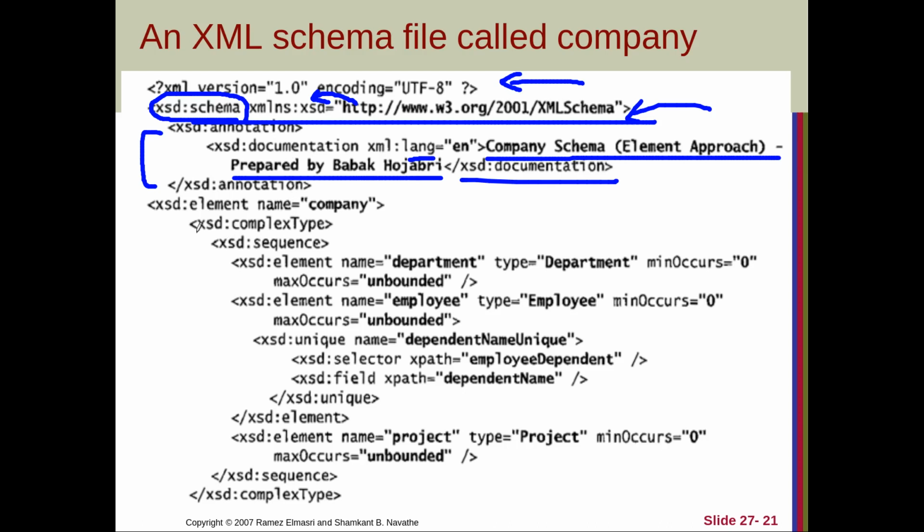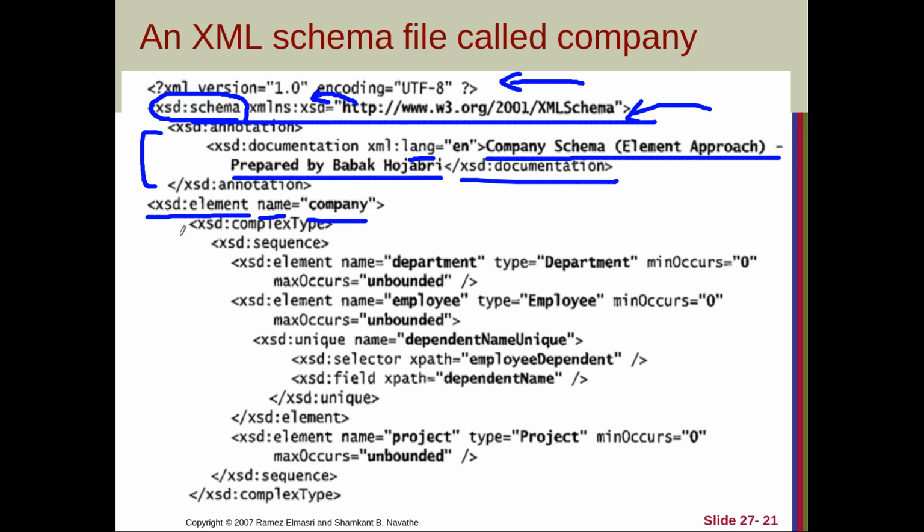Then we can see xsd:element. xsd:element is another member of this particular XML schema with an attribute name equal to company. So I am going to describe company now. Company is an attribute or an element of that particular XML document. So I am going to describe that company. The description is done by xsd:element name equal to company. So the following statements are the description of company.